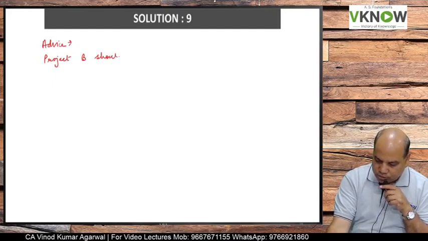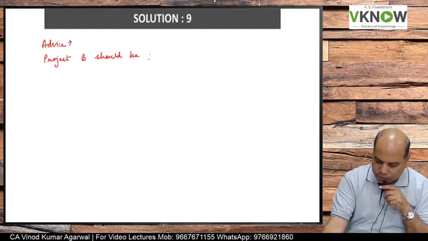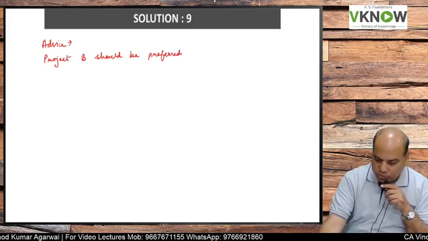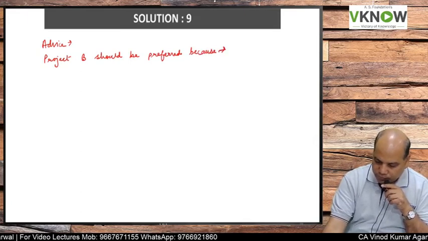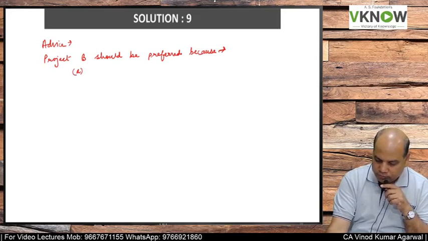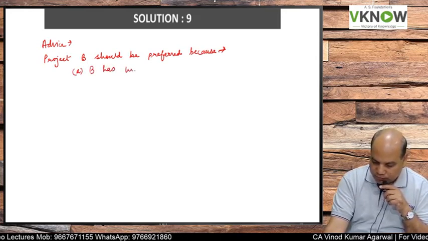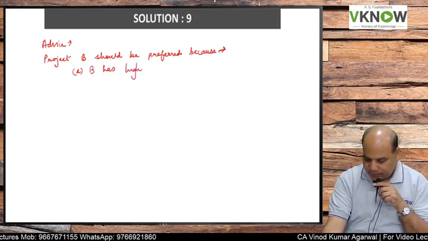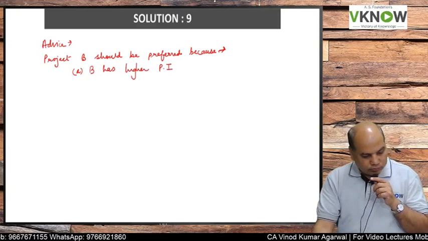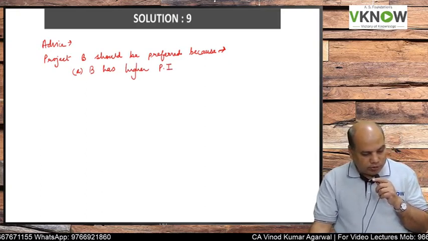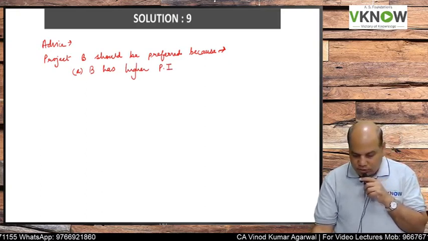Project B should be preferred. Project B should be preferred because A, B has higher profitability index. B has higher profitability index.